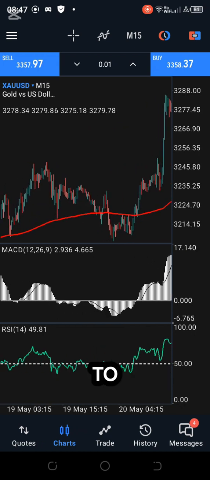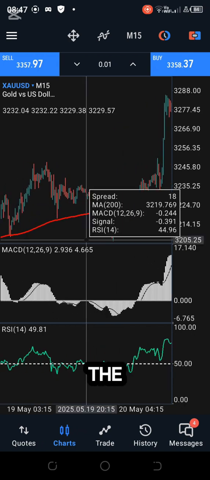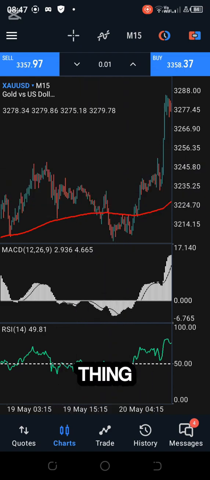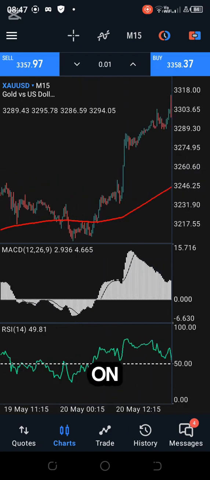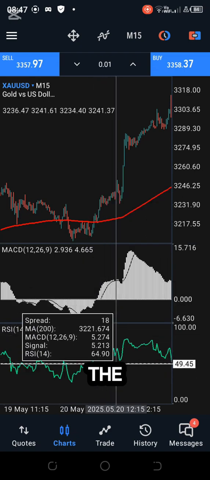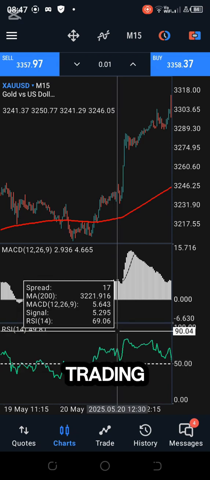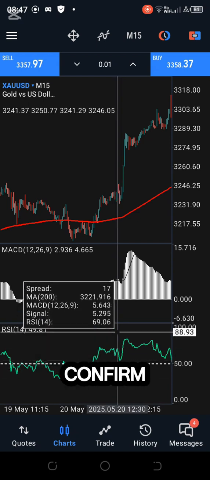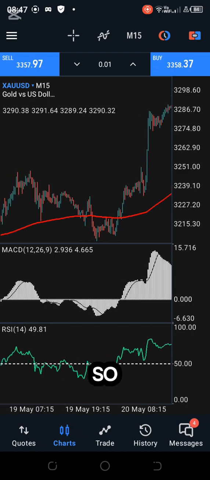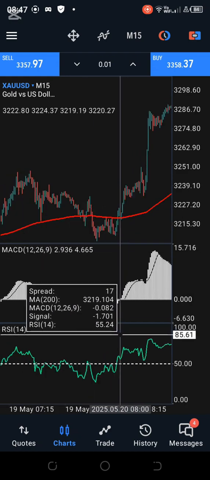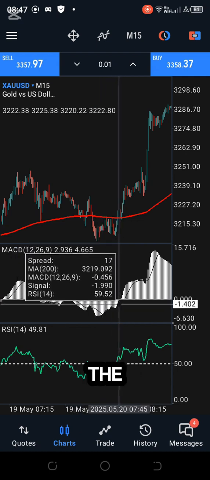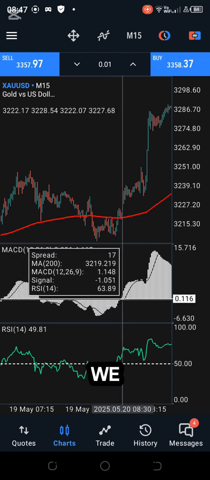The first thing you want to check is that the price is above the moving average. Secondly, the price on the RSI is also trading above the 50 level, to confirm that we're in a bullish trend. Now for your entry, you're going to wait for the MACD. At this particular level, when the histogram of the MACD crossed above the 0 level, that's when we get an entry.